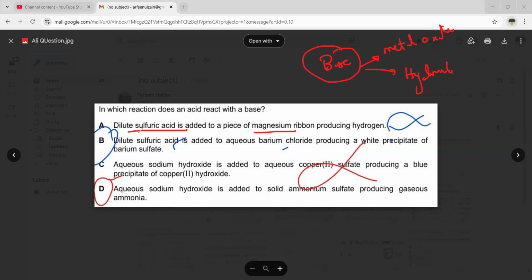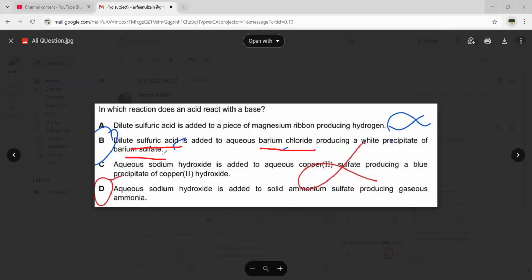So dilute sulfuric acid is added to a piece of magnesium ribbon to produce hydrogen. But this is a reaction of a metal with acid, not a base with acid, not an acid-base reaction. So not A. When we check option B, dilute sulfuric acid is added to barium chloride, producing a white precipitate of barium sulfate. So this is a salt. This is actually a precipitation reaction, not a neutralization.